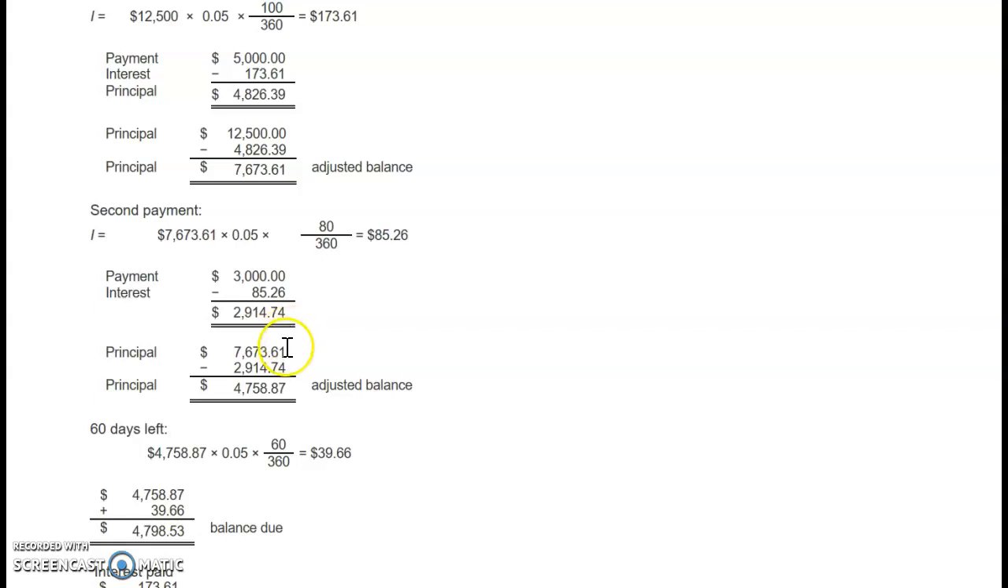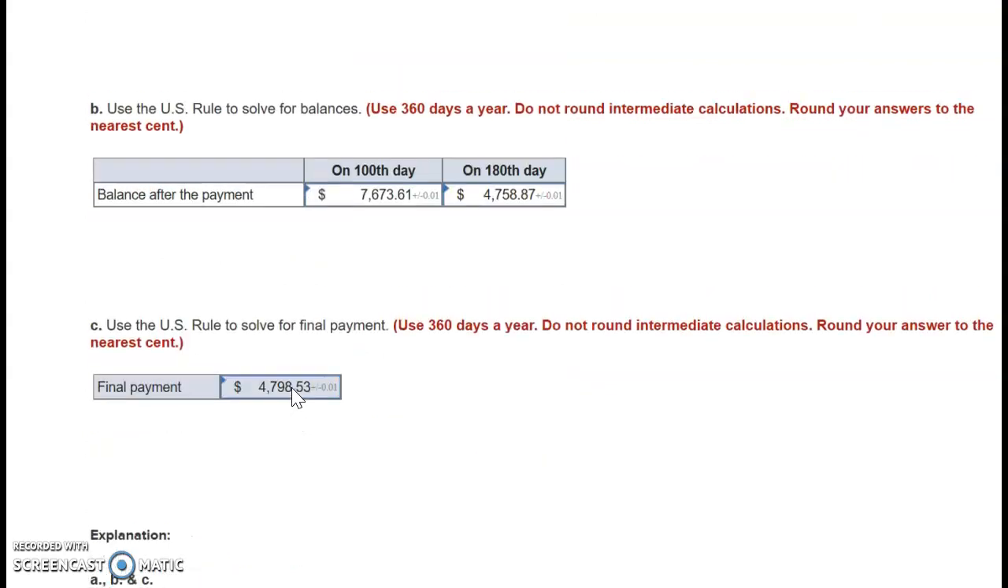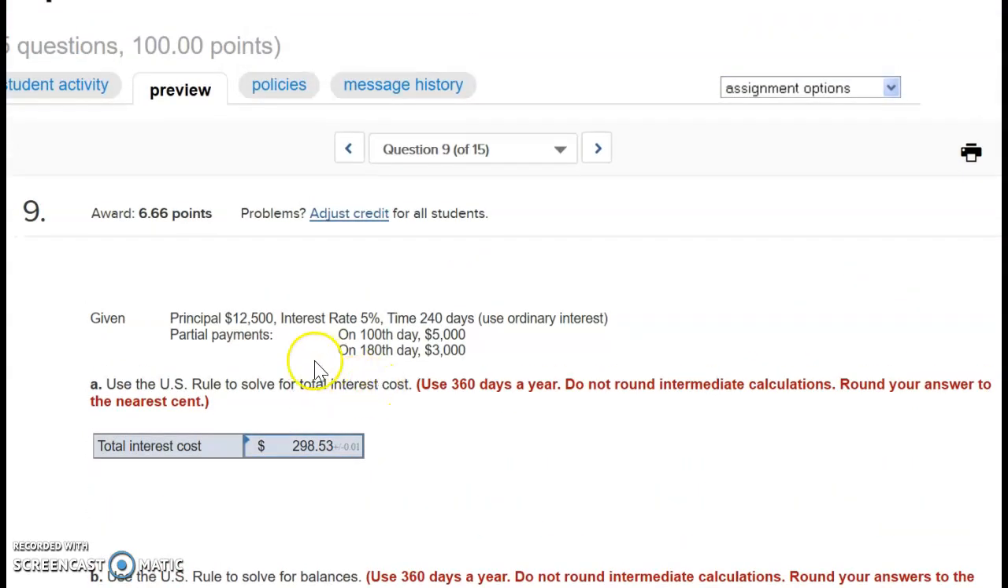So now we're going to take the adjusted balance up here, and we're going to subtract this number that we calculated from the adjusted balance, and this is our new adjusted balance. Okay, so we got to day 180, and the term of this loan was 240 days. So we still have 80 days left to go.